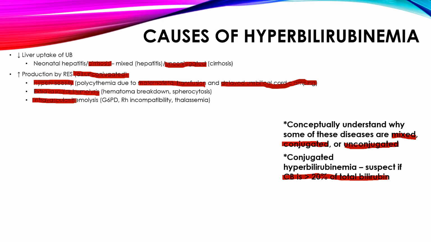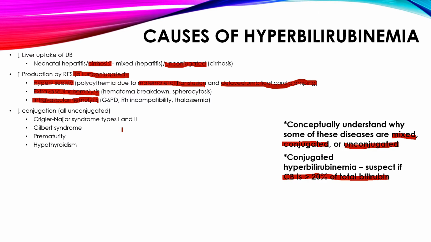And last thing, intravascular hemolysis means that the red blood cells are destroyed inside the vasculature. So there's some problem with the red blood cells that causes them to just fall apart. And there's G6PD, Rh incompatibility, thalassemia, sickle cell. All of these things can cause damage and destruction of the red blood cells, and heme is released, and heme gets converted to unconjugated bilirubin. So that's why they'll all be unconjugated.